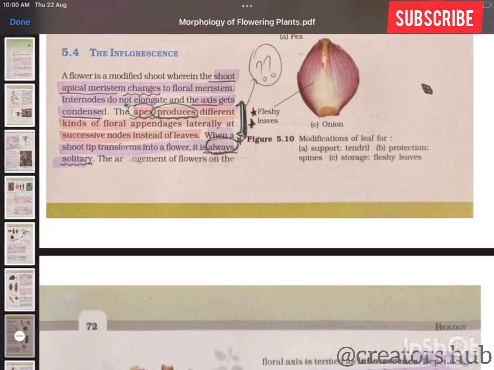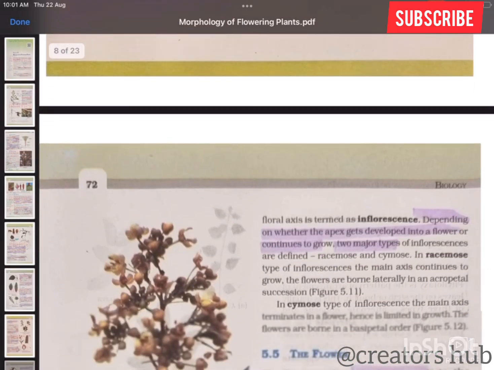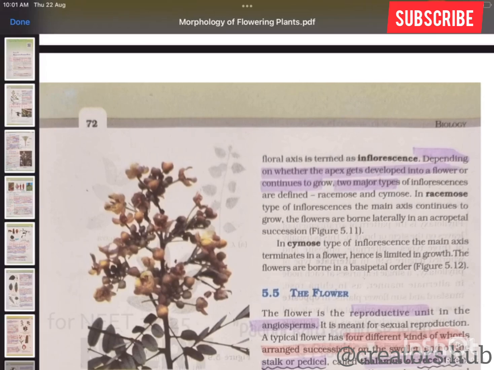The inflorescence. A flower is a modified shoot wherein the shoot apical meristem changes into floral meristem. Internodes do not elongate and the axis gets condensed. The apex produces different kinds of floral appendages laterally at successive nodes instead of leaves. When a shoot tip transforms into a flower, it is always solitary. The arrangement of flowers on the floral axis is termed inflorescence.